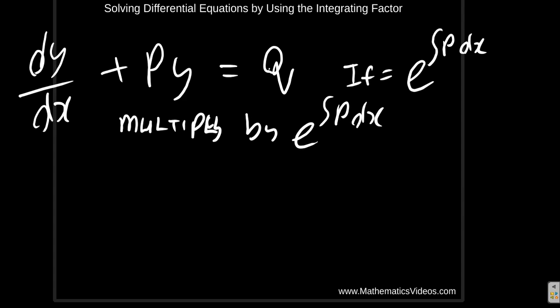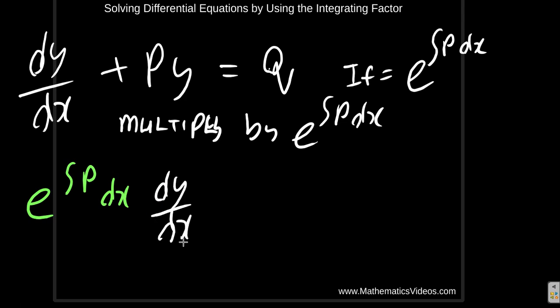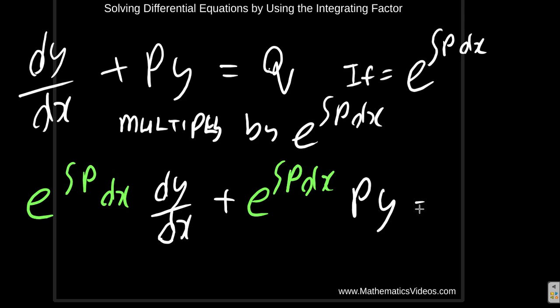Now, what you're going to have is e to the integral of p dx multiplied by dy by dx plus e to the integral of p dx multiplied by py equals e to the integral of p dx multiplied by q.